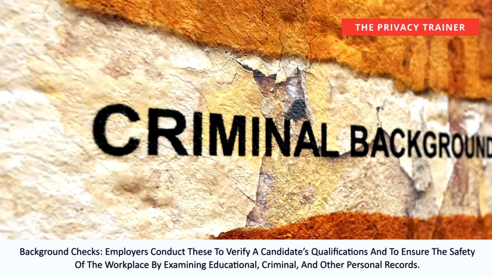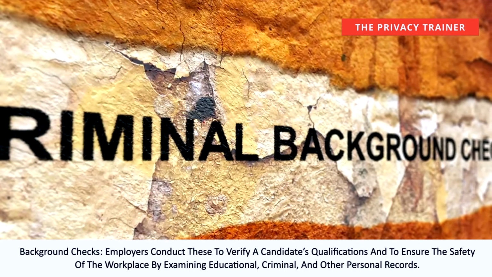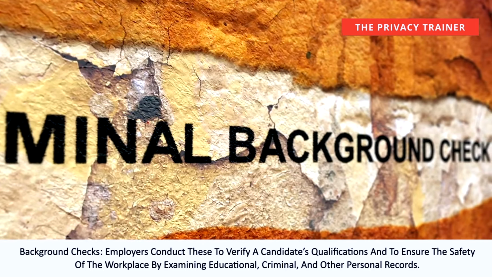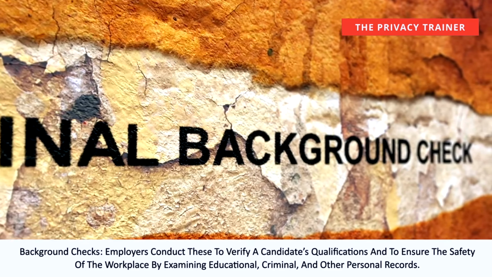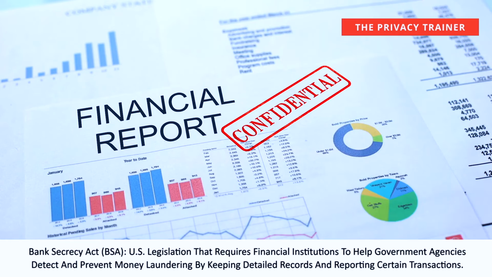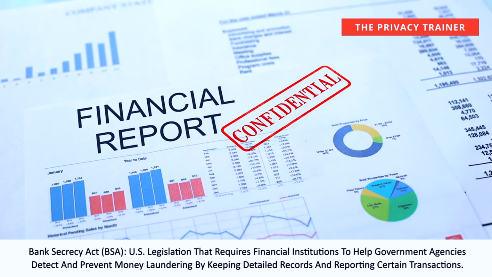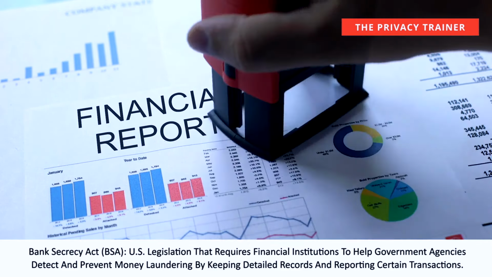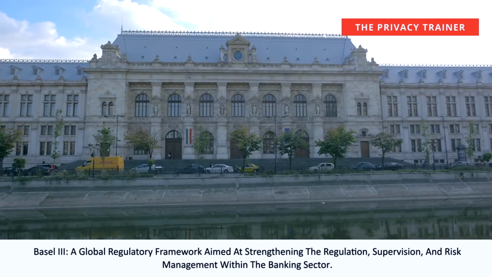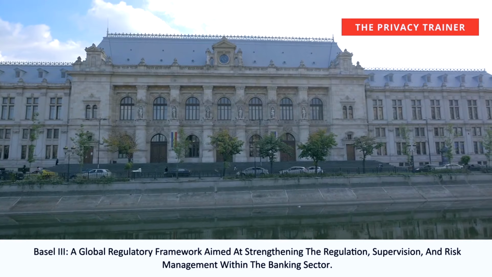Background checks. Employers conduct these to verify a candidate's qualifications and to ensure the safety of the workplace by examining educational, criminal, and other personal records. Bank Secrecy Act, BSA. U.S. legislation that requires financial institutions to help government agencies detect and prevent money laundering by keeping detailed records and reporting certain transactions. Basel III. A global regulatory framework aimed at strengthening the regulation, supervision, and risk management within the banking sector.